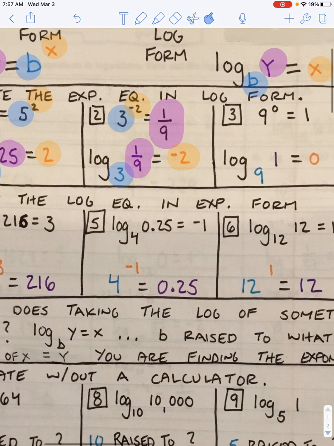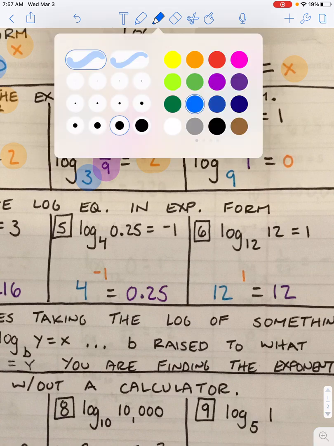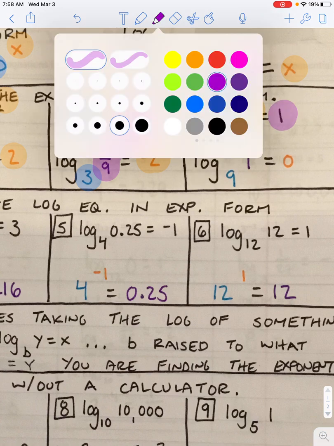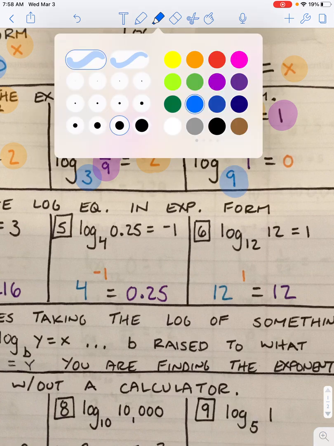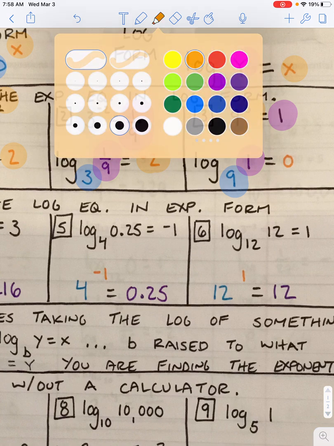For our third example here, we have a base of 9 being raised to the 0 is equal to 1. Okay, so our base is 9, so log base 9 of our y value. Our y value here is our 1. So 9 raised to what power gives you 1? That would be the 0 power.